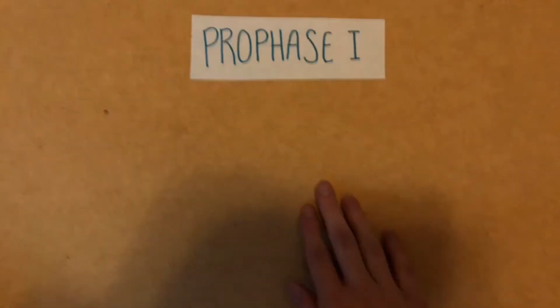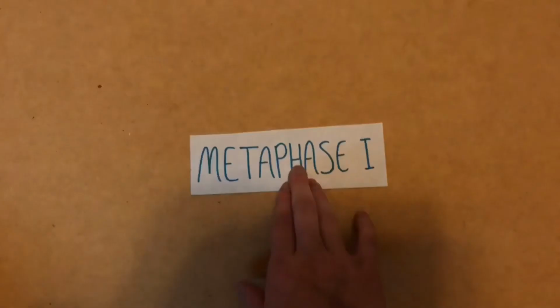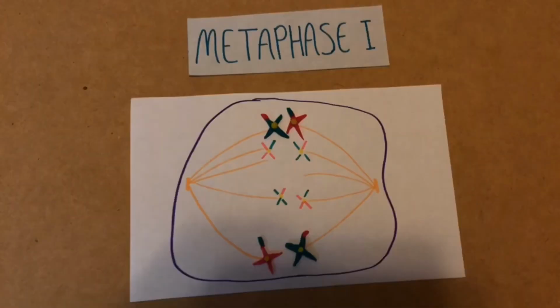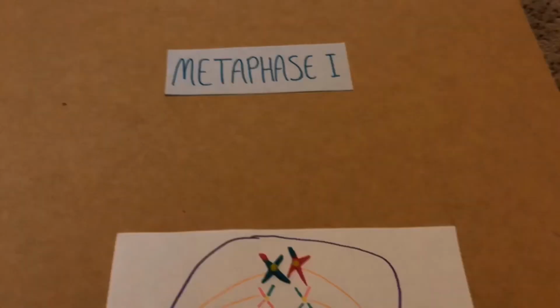Let's move on to Metaphase I. This is the stage where the chromosomes line up in the middle of the cell. The chromosomes create two lines in the middle because they are lined up in pairs.